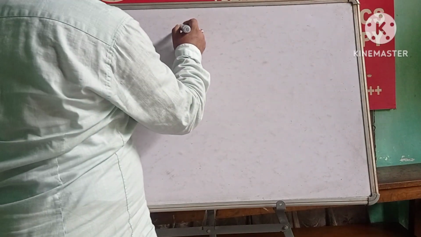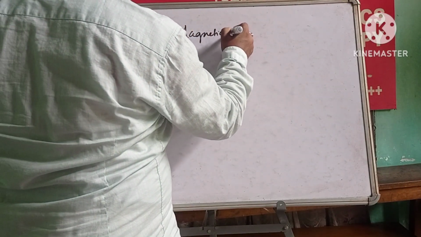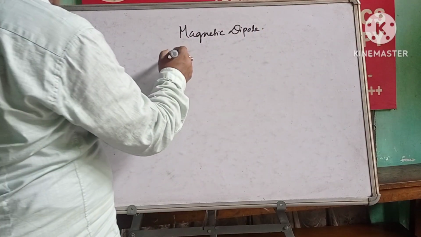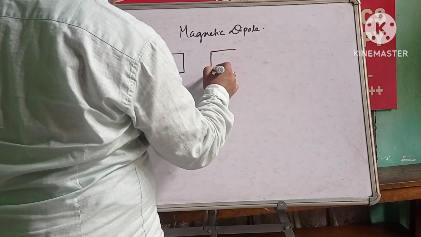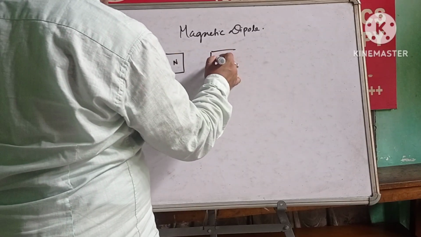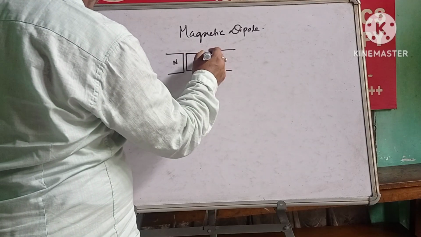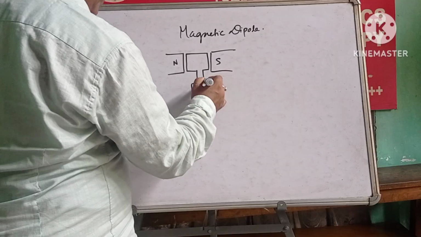Now this is the magnetic dipole. Magnetic dipole, this is all for class 12. So here you see there is a magnet, with the north and the south. Here this is your coil, which is connected to a battery.